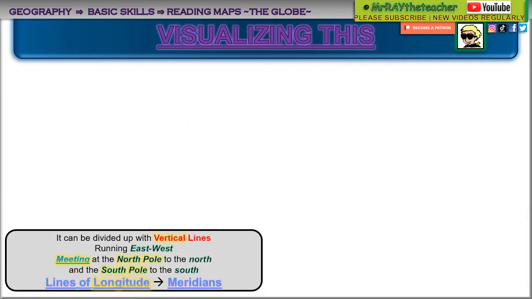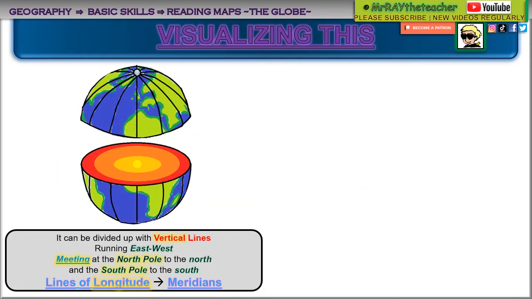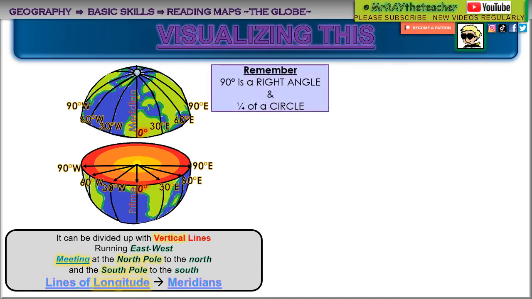So let's visualize this. Again, it can be divided up into vertical lines. These are your lines of longitude. So there's 0 degrees, and that's your prime meridian. Then we go 30 degrees east. We can also go 30 degrees west. We can go 60 degrees east, 60 degrees west, and you get my drift. 90 degrees east, 90 degrees west. Remember that a 90-degree turn is a right angle. That is a quarter of a circle. So there you go with that one.